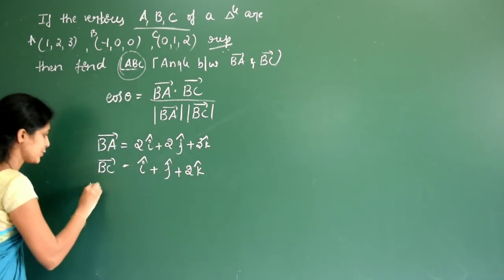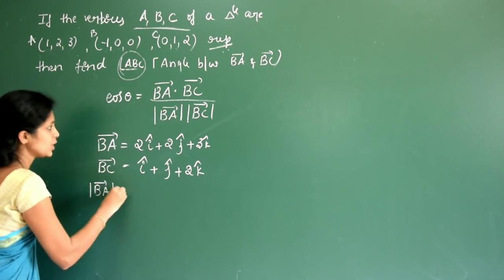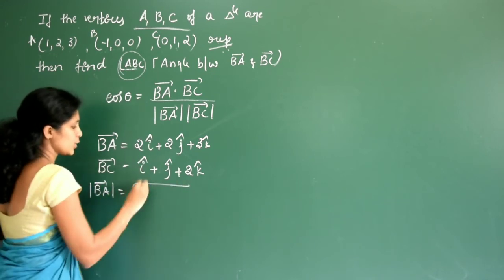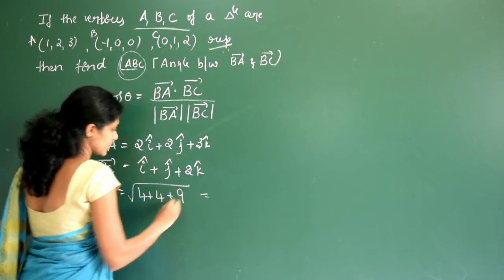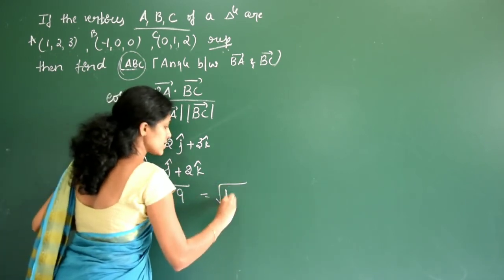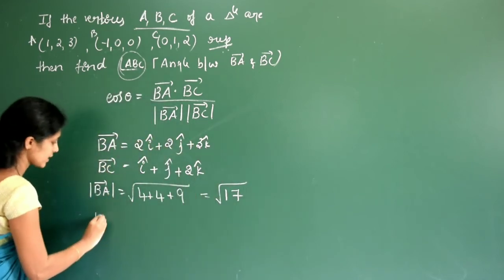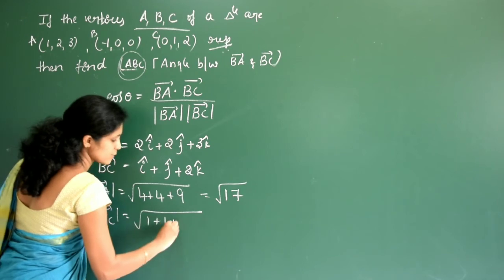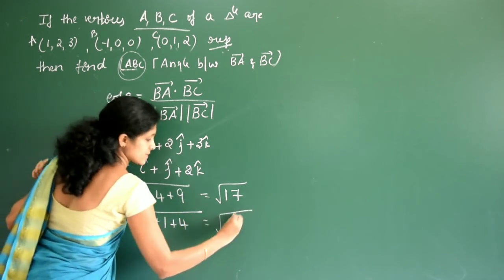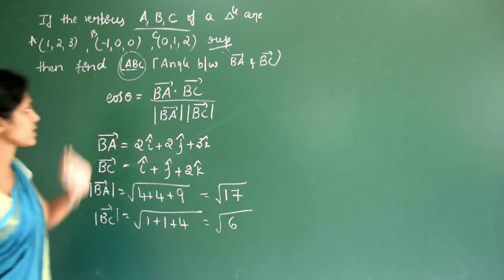Right? We will find the magnitude of BA vector, that is square root of 2 square is 4, plus 3 square is 9. So 9 plus 4 is 13, 13 plus 4 will be root 17. Now magnitude of BC vector is equal to 1 plus 1 plus 4. It will be root 6. Right? Now just to substitute here.